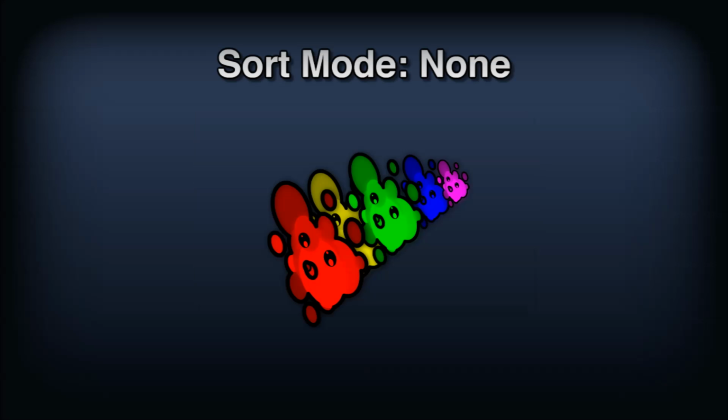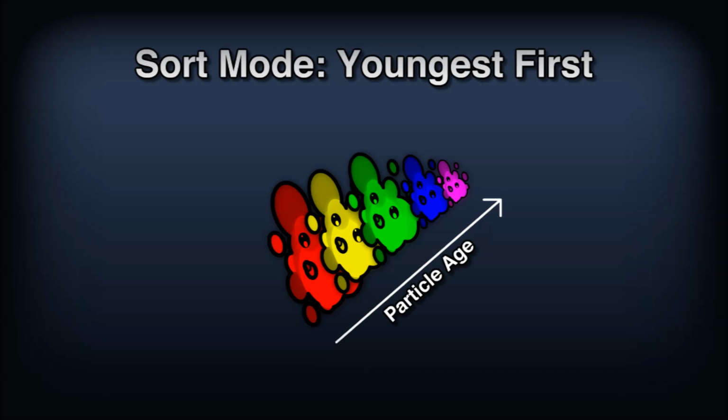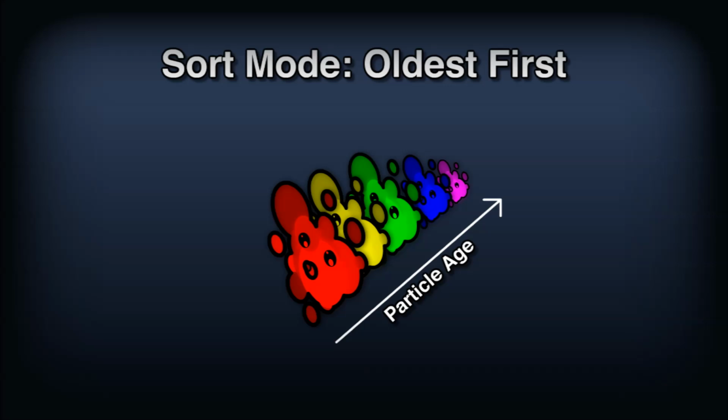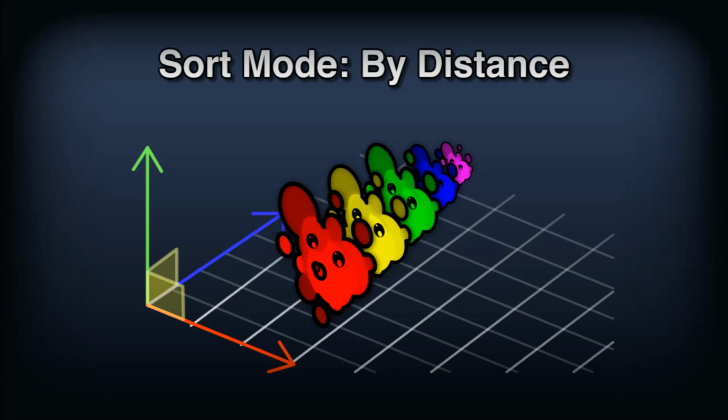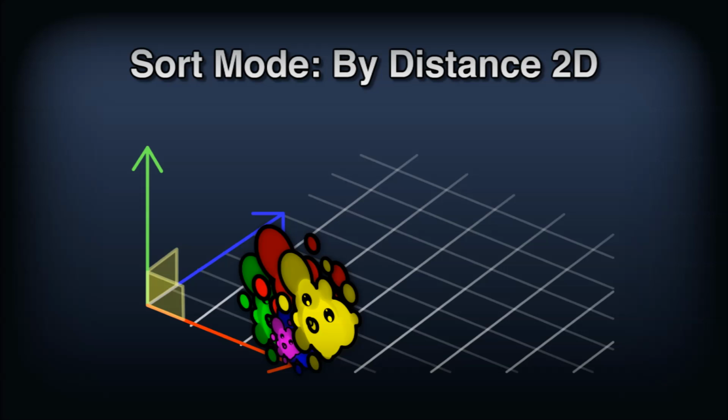The default option of none means unsorted. It won't look consistent from frame to frame or depending on what direction we're viewing the system from. For these particles, we're using youngest first. This means the youngest particles are drawn first and the oldest last. Oldest first does the opposite. By distance means they're ordered based on distance from the camera. In our case, by distance would be the same as unsorted because we're viewing the system in a 2D perspective and the particles aren't moving along the Z-axis at all.